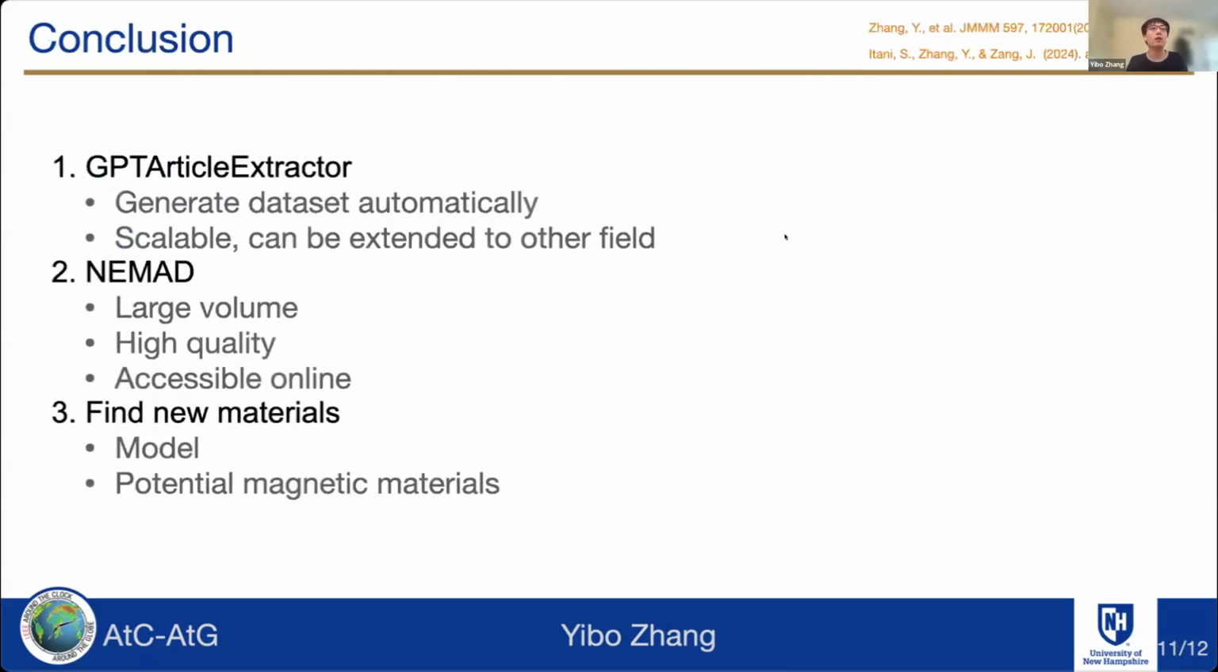So let me recap. We have three results. First is the GPT article extractor. It can generate a database automatically. It is scalable, and it can be extended to other fields, not necessarily the magnetic field, but also maybe superconductors or some other things. And the NIMAT, this is a database. This is very large, and the quality is very high. And also you can download it online. The third work is we built some models. The models can help us to find new materials with high performance.